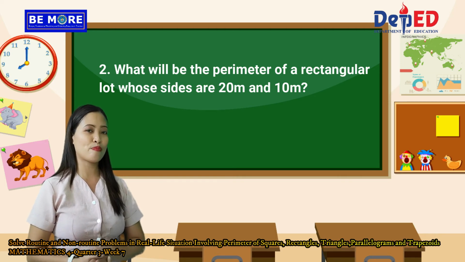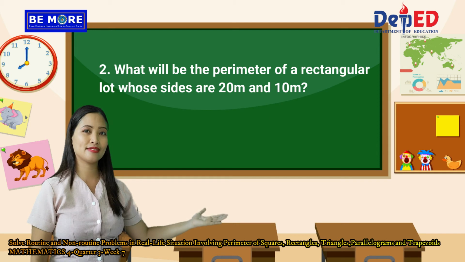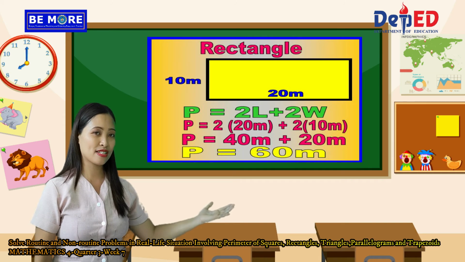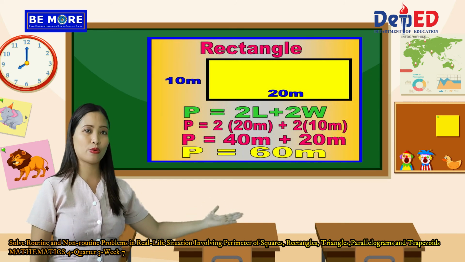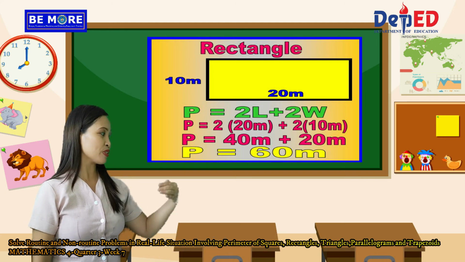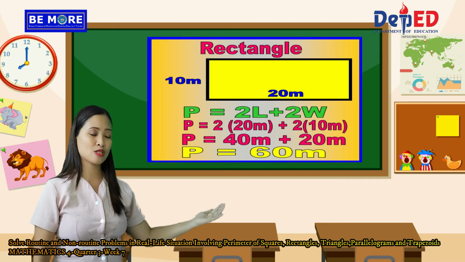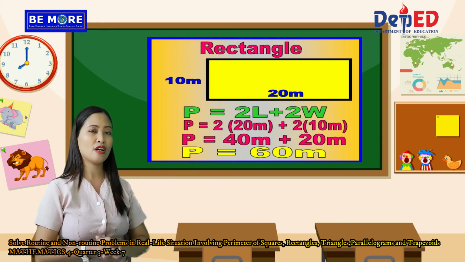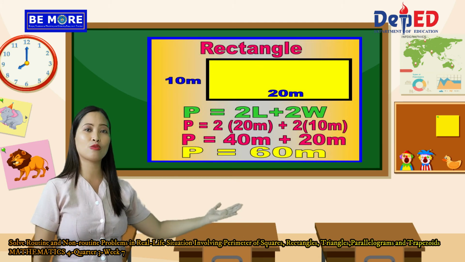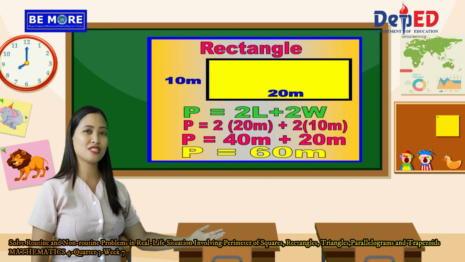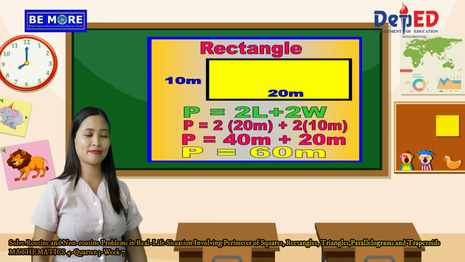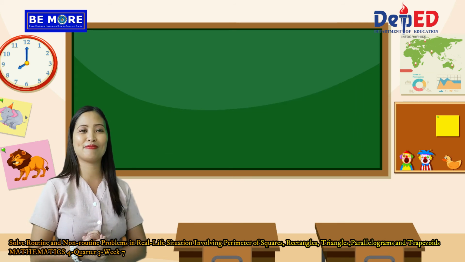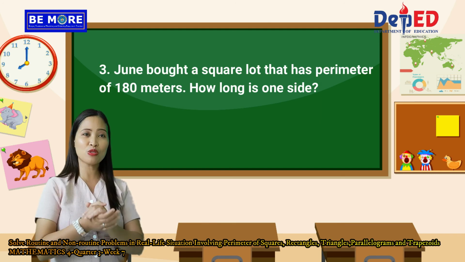So, the perimeter is equal to 2 times length plus 2 times width, or perimeter is equal to 2 times 20 plus 2 times 10, is equal to 40 plus 20 is equal to 60 meters. Did you get the correct answer? Very good. Let's proceed to question number 3.